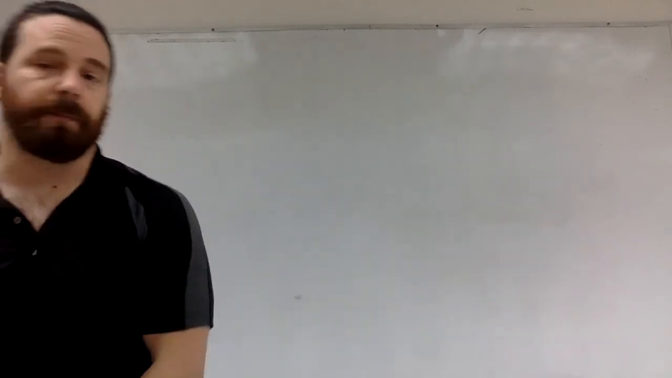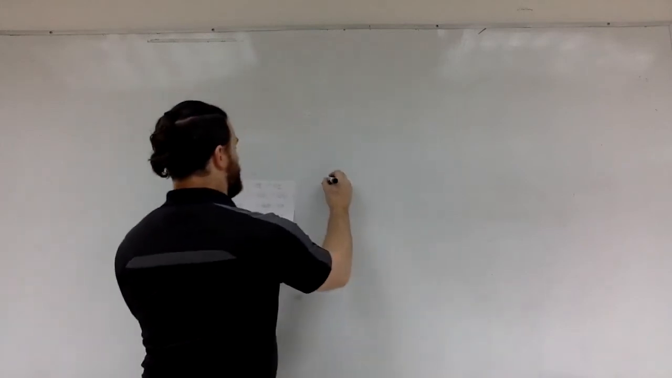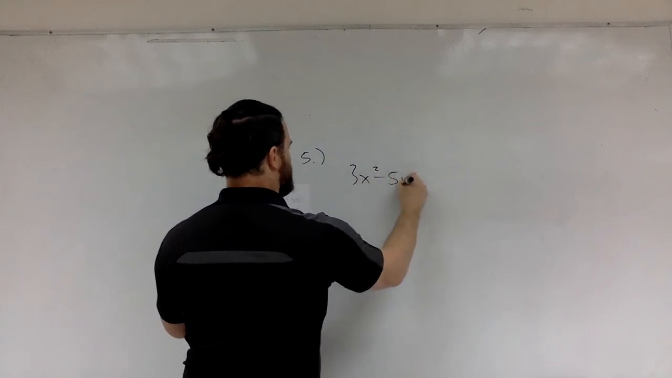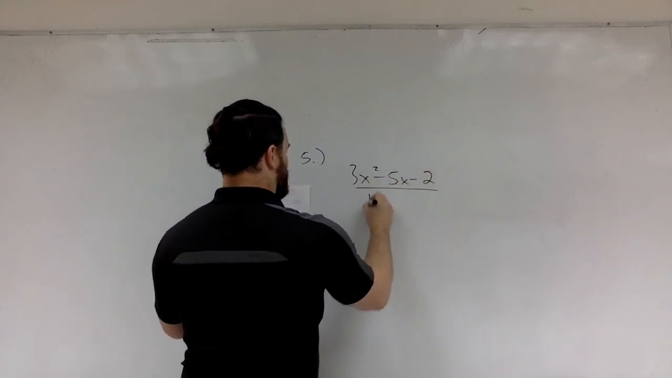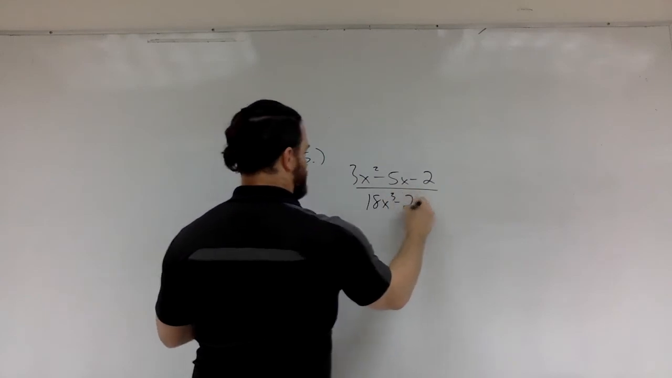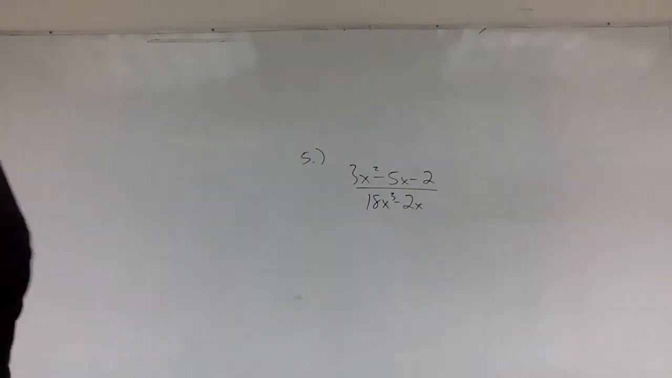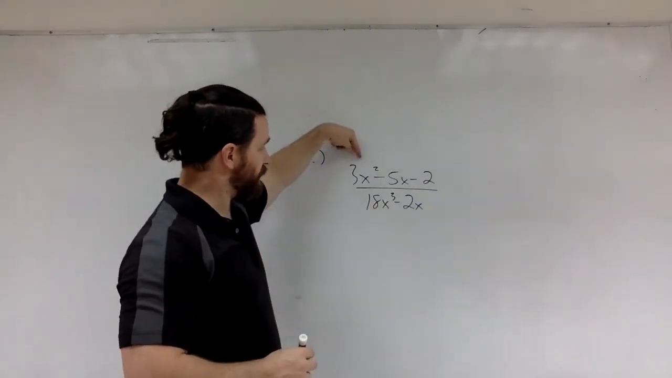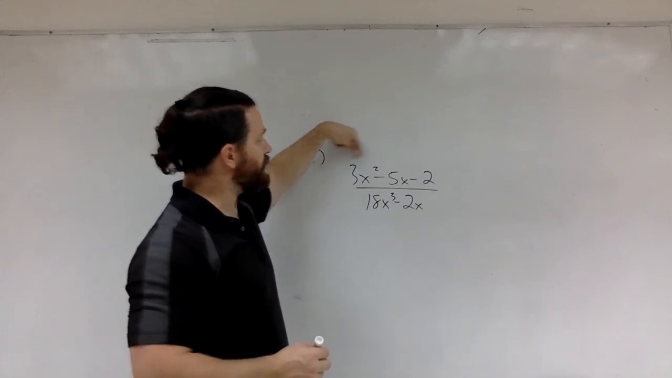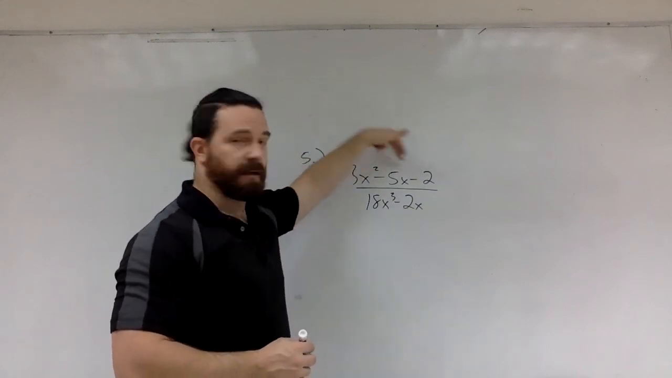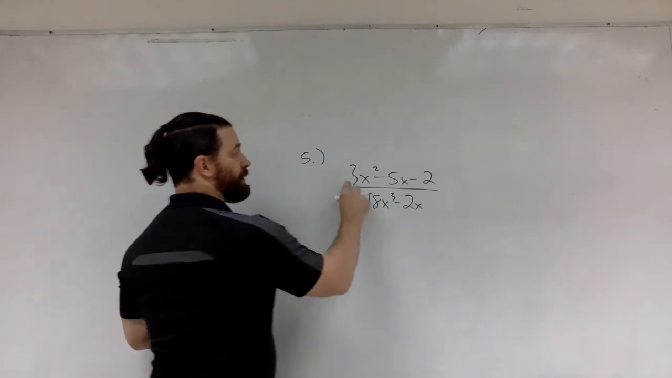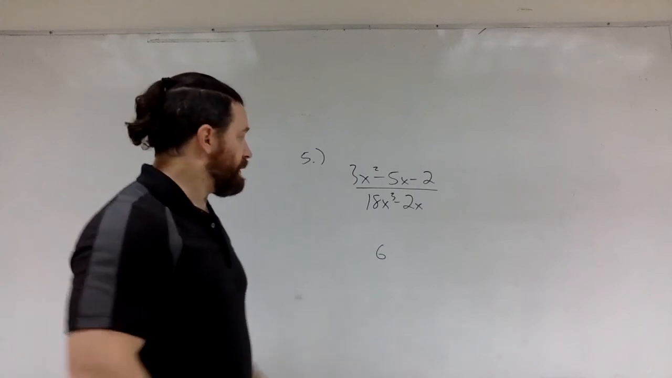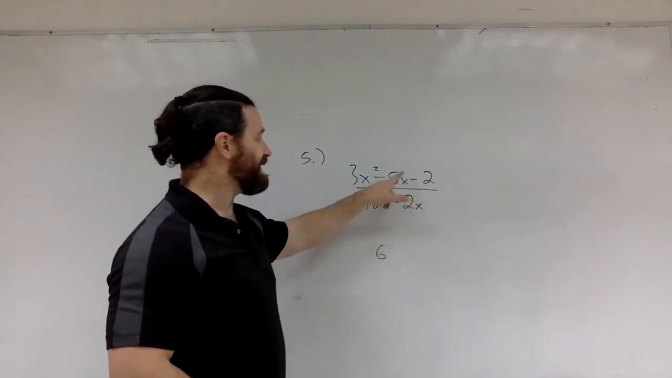One last example. So let's say we've got 3x squared minus 5x minus 2 all over 18x cubed minus 2x. All right, so factor the top first. There's no common factor to take out, so we're just going to go ahead and try to do this by grouping. So 3 times 2, that gives me 6. I need 2 now. Make sure you pay attention. I need two numbers that are going to subtract to make a 5.